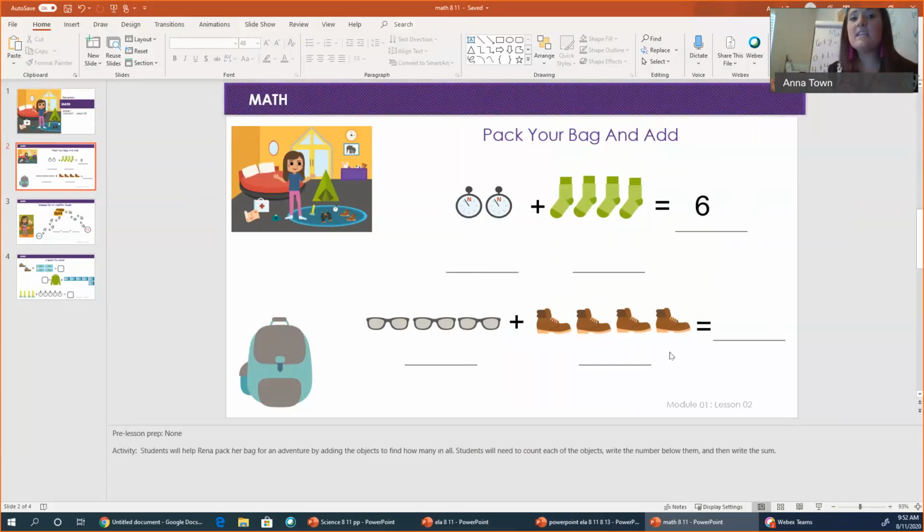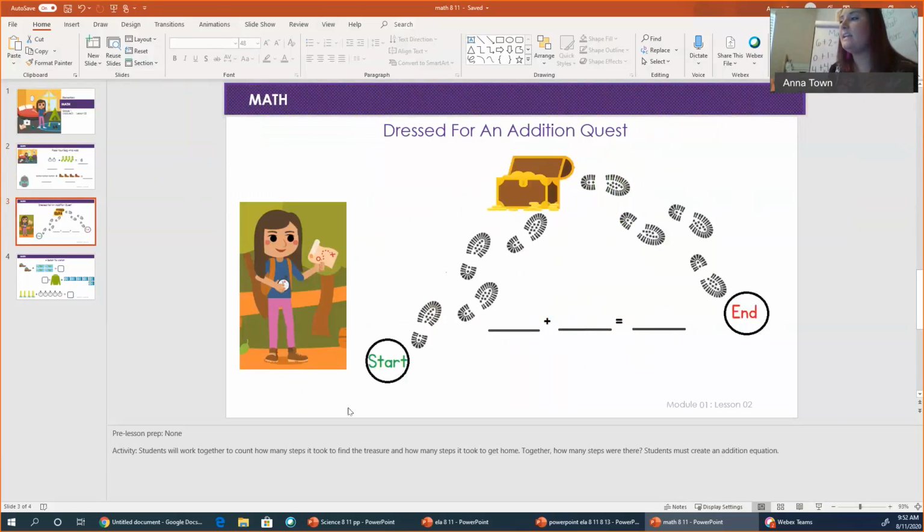Now let's find the sum. You will add, as if these were our counters, all of them. You'll count the sunglasses and the boots. So let's go together. 1, 2, 3, 4, 5, 6, 7. Our sum is 7. 3 plus 4 is 7. Okay, we're going to move on to our next slide.